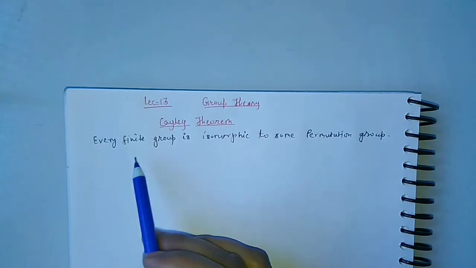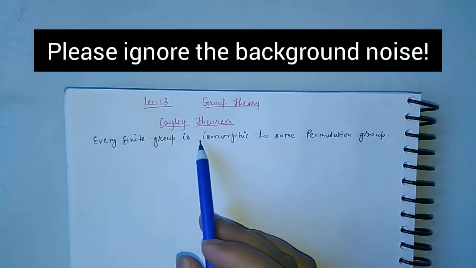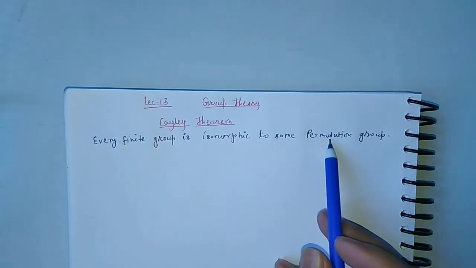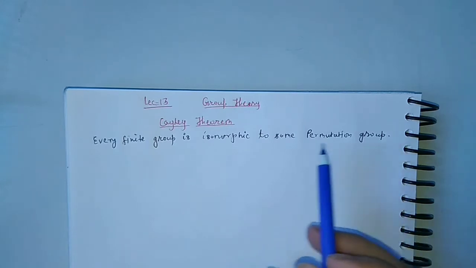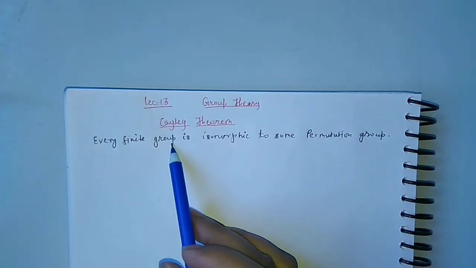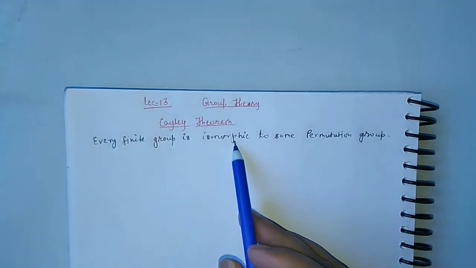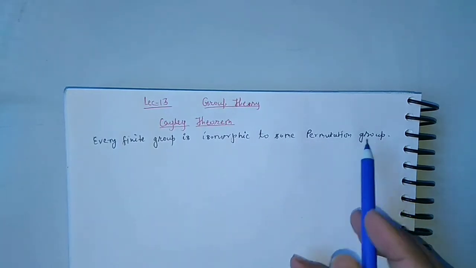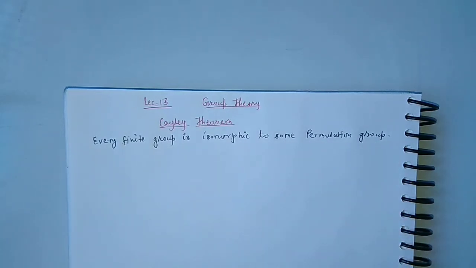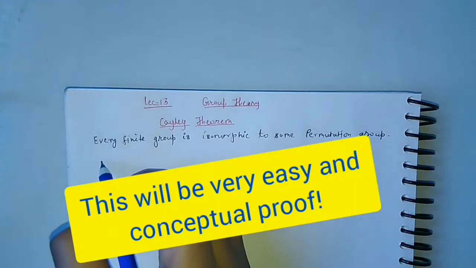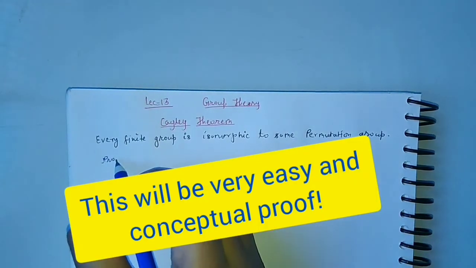This theorem says that every finite group is isomorphic to some permutation group. That means if we have any finite group, then that group must be isomorphic to some permutation group. So now we are going to prove this theorem. Proof.